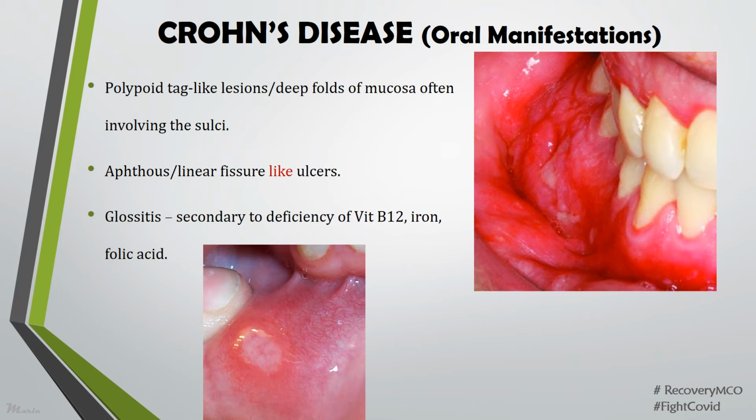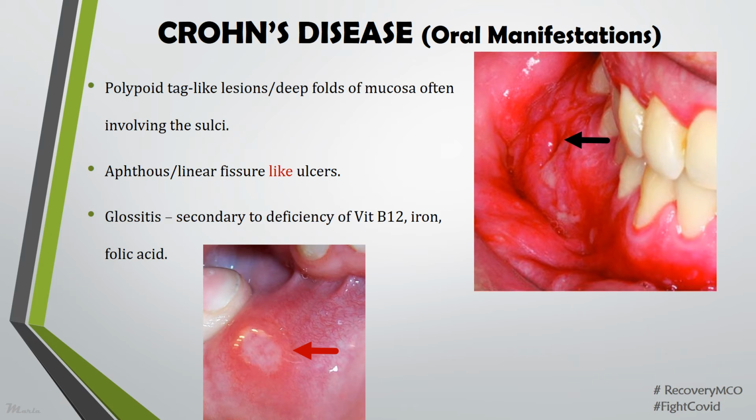Crohn's disease also reveals a number of polypoid tag-like lesions, which are generally present as deep folds of mucosa, often involving the sulci. Here you can appreciate a small tag-like lesion in the vestibular sulcus. It should be remembered that such lesions may mimic the hyperplastic lesions which generally occur in relation to the dentures. Additionally, we may also see aphthous-like ulcers or linear fissure-like ulcers.